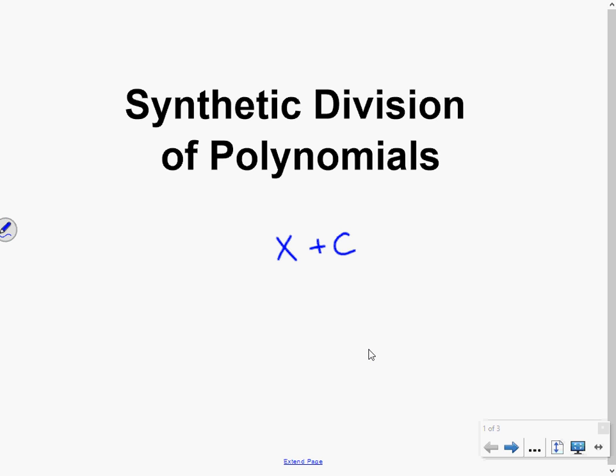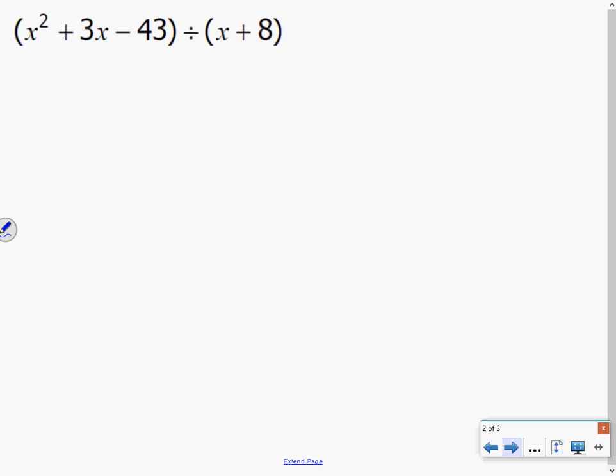So what you're about to see is going to look kind of confusing at first, but remember, this is a shortcut, a shortened version of the long division process. So here's our same problem that we had for the long division video. We have our divisor and our dividend here. We're going to take our divisor, set it equal to 0 and solve for x.